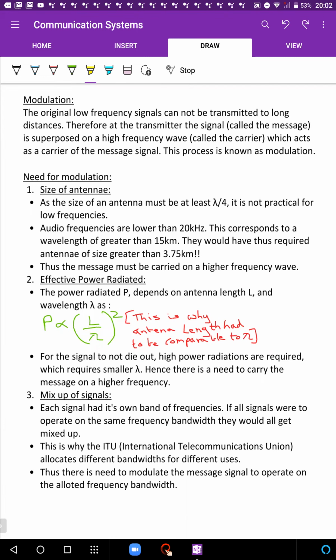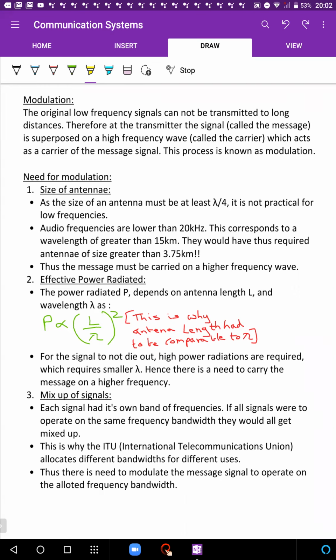So keep lambda in a smaller limit, we will find the need to use higher frequency waves. So this is another reason why modulation takes place. Okay, lambda छोटा रखने के लिए. एक है एंटेना ज्यादा बड़ा नहीं हो सकता, दूसरा है ज्यादा पावर रेडिएट करने के लिए so that it does not die out, लैम्डा छोटा रखना है. Okay, remember that formula that's written, P is proportional to (L by lambda) square. It's mentioned in the NCERT, so just remember it.